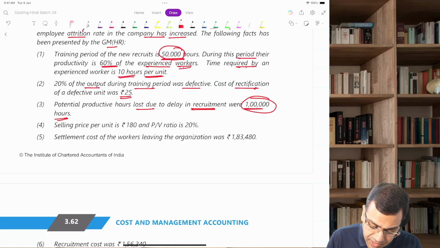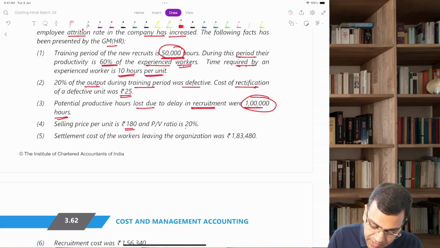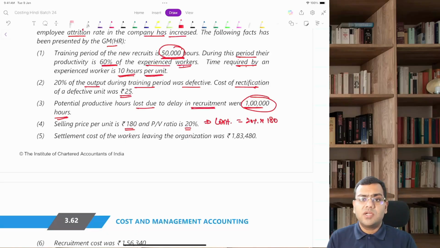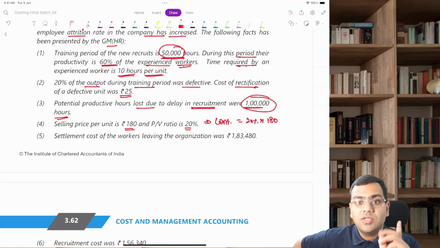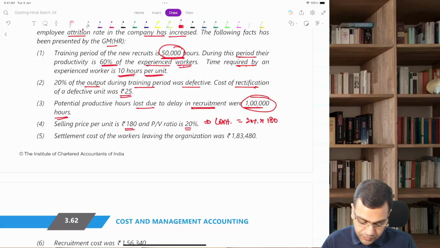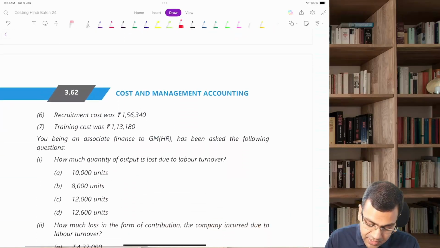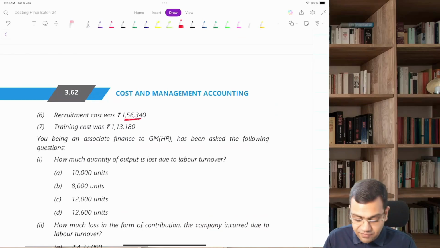Fine, sir. Selling price per unit is rupees 180 and PV ratio is 20%. Okay, so what will be the contribution here? What will be the contribution or the profit? That will be 20% of 180. Right? Contribution is a sort of profit that tells us whether we are earning a sufficient amount by selling the product, and after recovering my variable cost, whether I have a sufficient amount left to pay my fixed operating cost, whether I have that or not, right? Settlement cost of the workers leaving the organization is 1,83,480. Recruitment cost was 1,56,340. Training cost was 1,13,180.